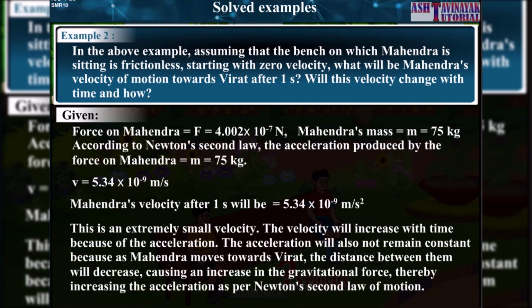This is an extremely small velocity. The velocity will increase with time because of the acceleration. The acceleration will also not remain constant because as Mahendra moves towards Virat, the distance between them will decrease, causing an increase in the gravitational force, thereby increasing the acceleration as per Newton's second law of motion.